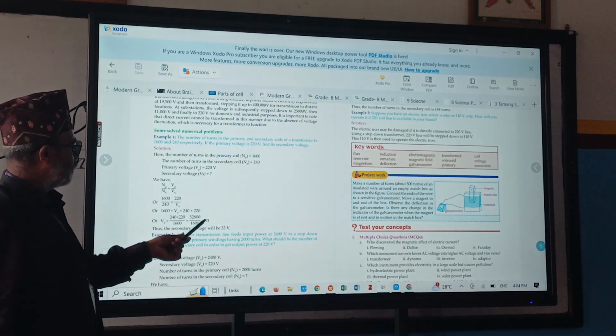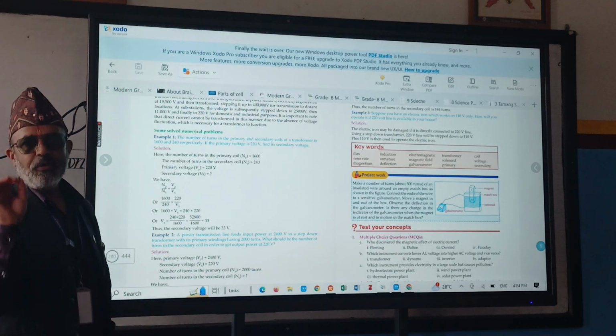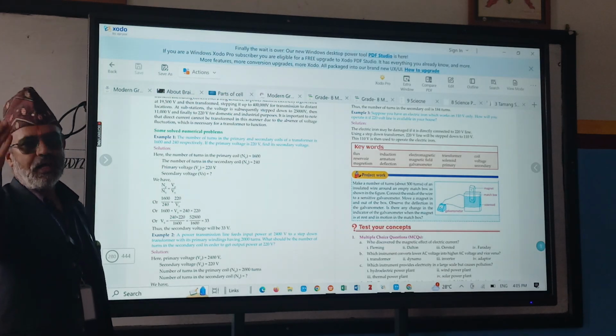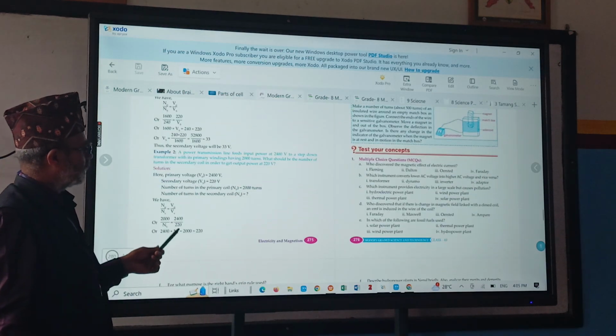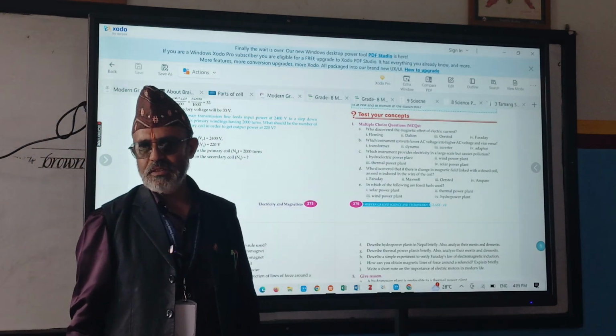Sometimes your answer may come in decimal points. Then you have to round up. If it is more than 5, you just go to the higher level. Otherwise, you remain there only. These are the numericals, and this chapter is also more or less completed. See how fast it is done.